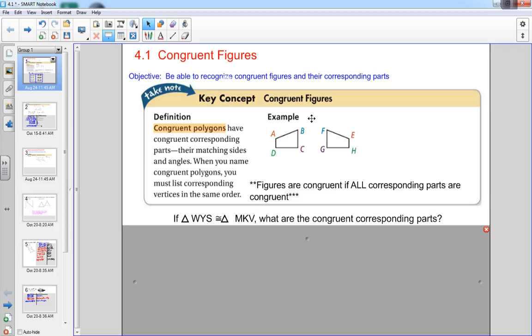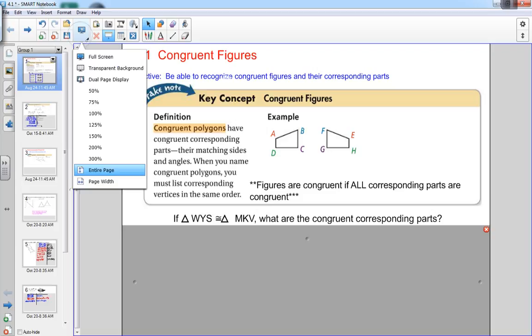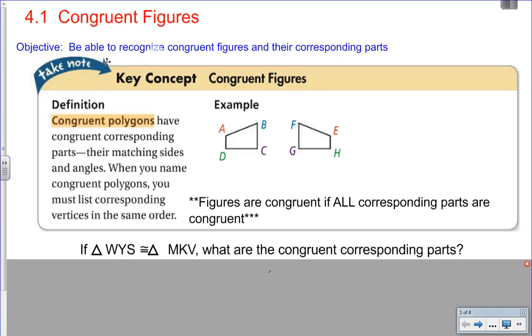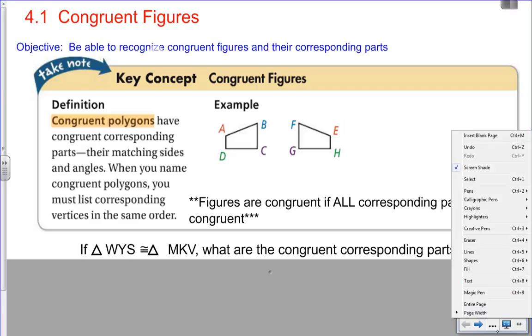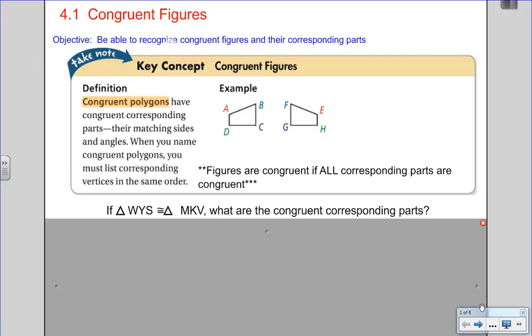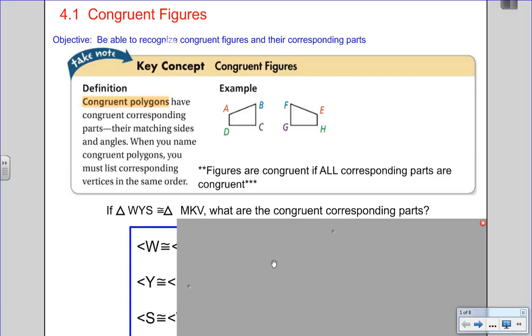Alright, either you have no idea what I'm talking about, which is okay, because we're just learning it, or you paused it and finished. So let's go over the corresponding parts. First of all, we have our congruent angles. Angle W and angle M need to be congruent. Angle Y and angle K, and angle S and angle V need to be congruent.